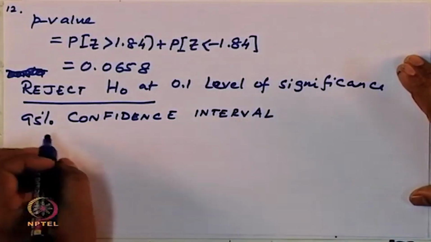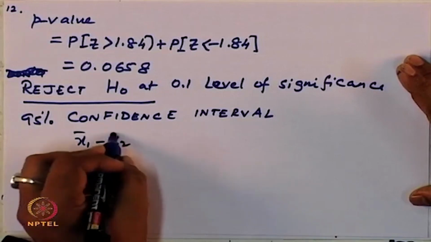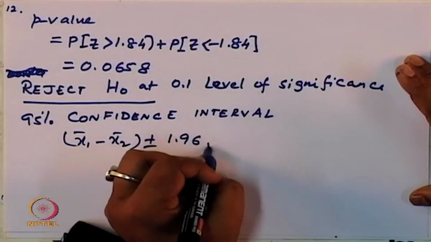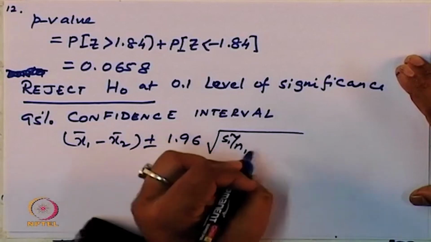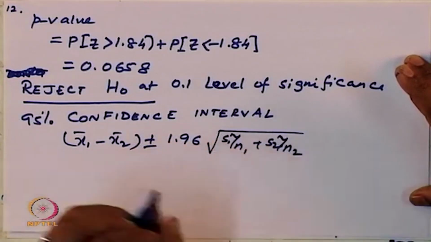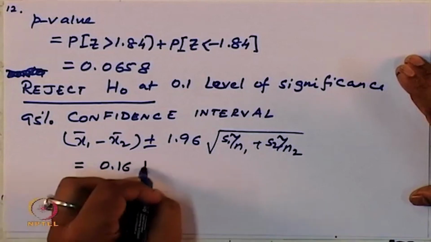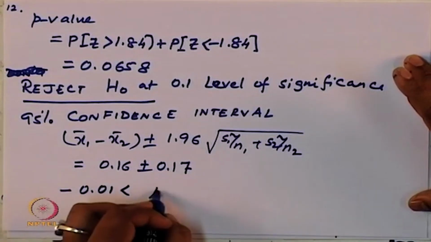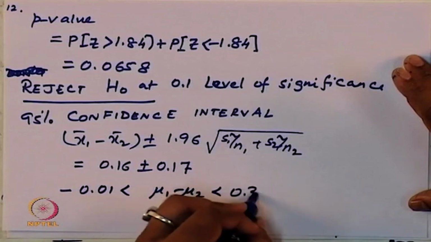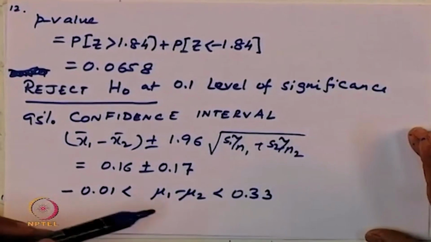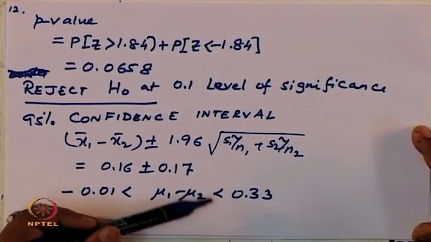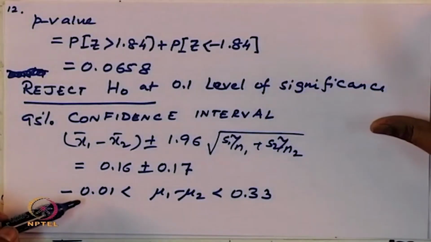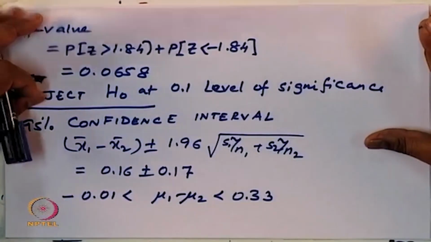okay, the 95% confidence interval comes out to be x1 bar minus x2 bar plus minus 1.96 times SE, which is root of S1 square by N1 plus S2 square by N2. Okay. This comes out to be 0.16 plus minus 0.17. So, the bounds become minus 0.01. Okay. So, because it is possible to have a value of 0, that is no difference, or 0.2, which is greater, or minus 0.01. Okay. So, that is why you cannot say that there is statistical difference between these two populations.